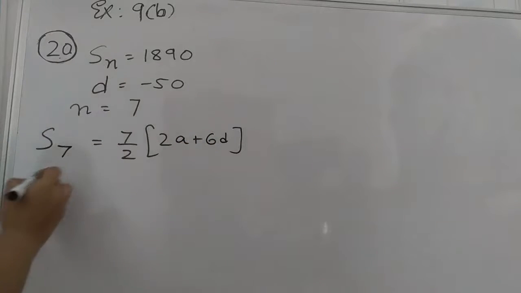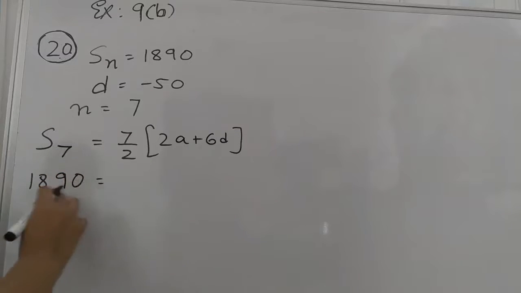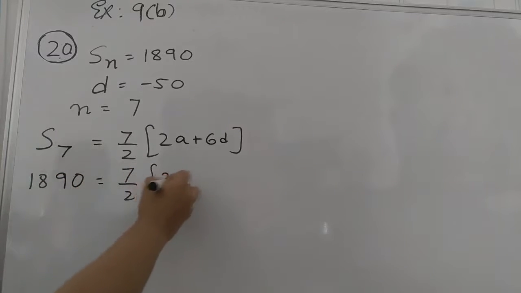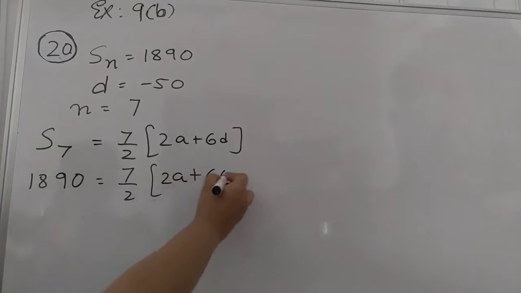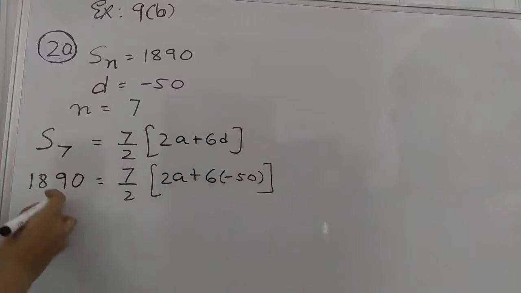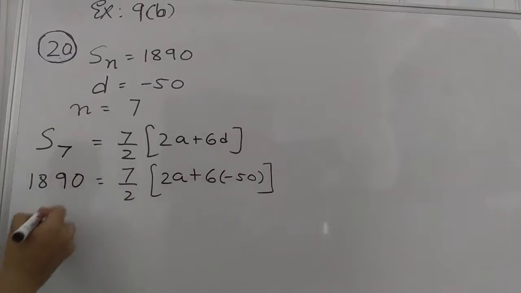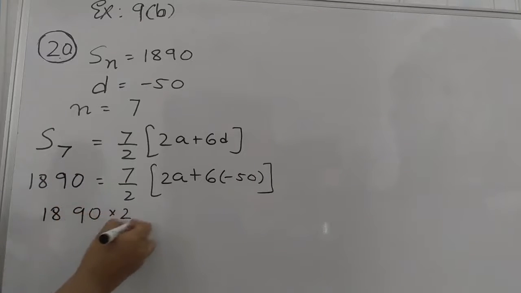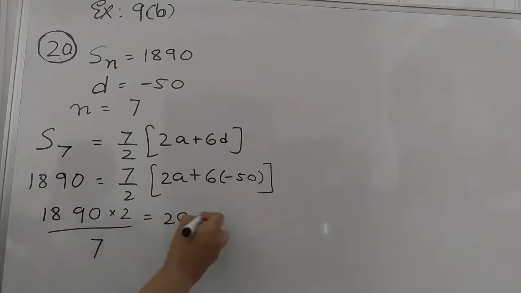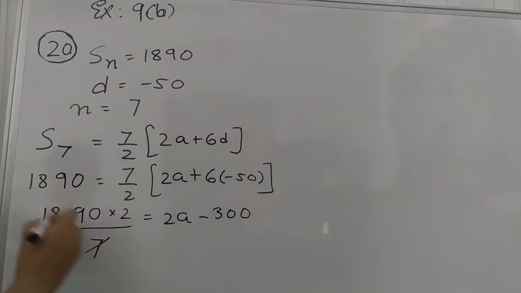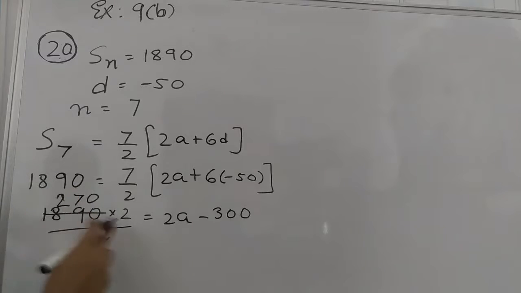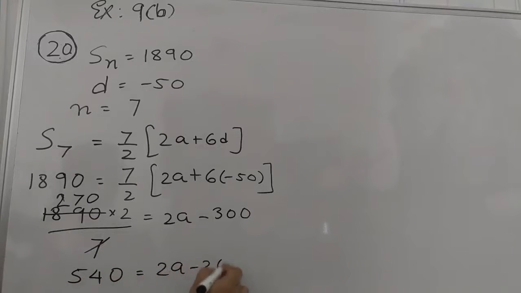Value of S7 is 1890. 7 by 2, 2A, A we don't know, plus 6 into minus 50. Now taking calculation, here I take 2 in multiplication and 7 in the denominator, like this, is equal to 2A minus, 6 5s are 30, so 300. Here the calculation is 270, so 270 2s are 540, is equal to 2A minus 300.